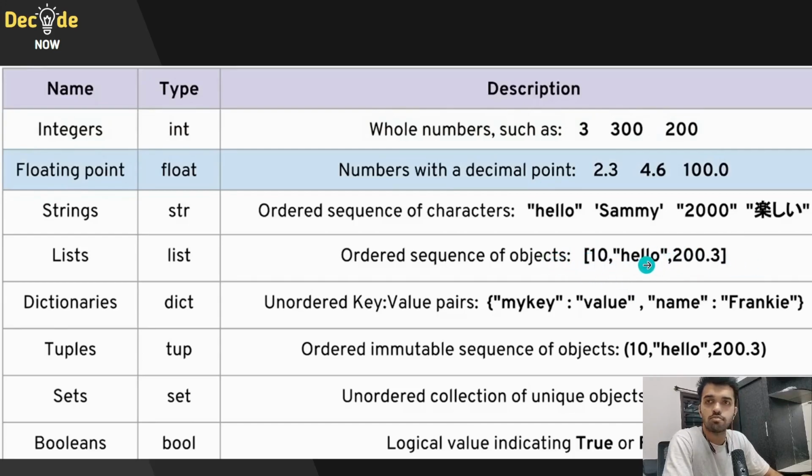And these individual objects are separated using a comma value. So these are ordered, in sequence, and a list can store a collection of objects rather than individual objects, as we saw in the data types. That's the difference between a data type and a data structure. Here we can store a collection of objects.